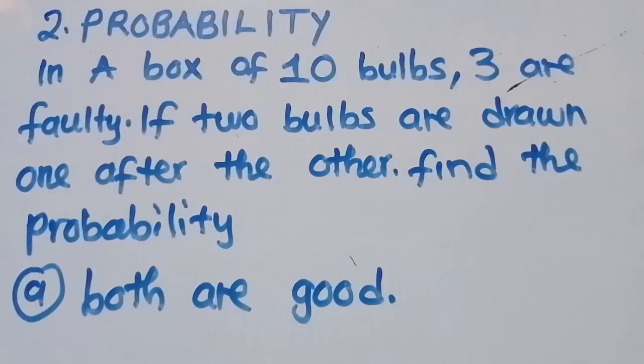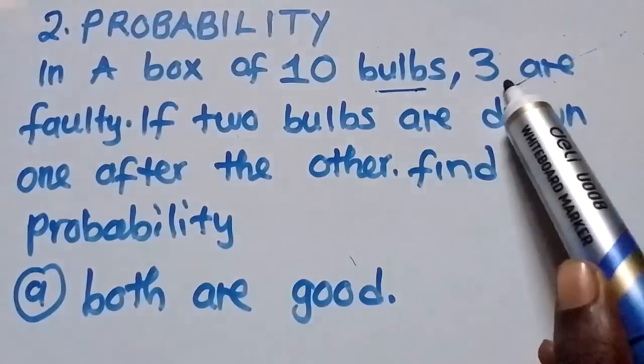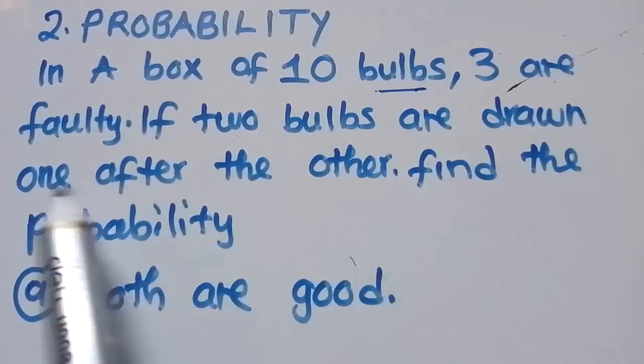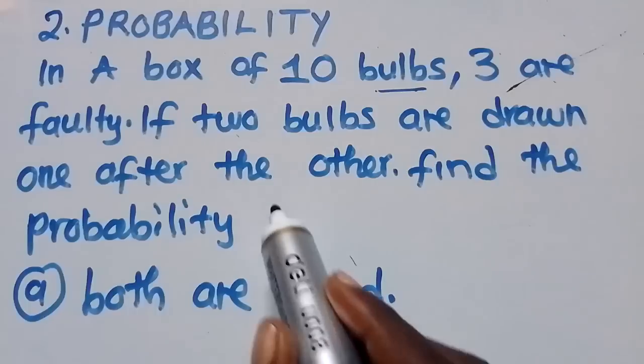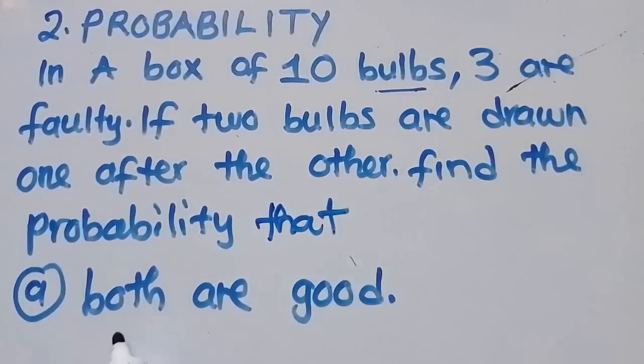So it is saying that in a box of 10 bulbs, 3 are faulty. If 2 bulbs are drawn one after the other, find the probability that both are good. So how can you answer this question?